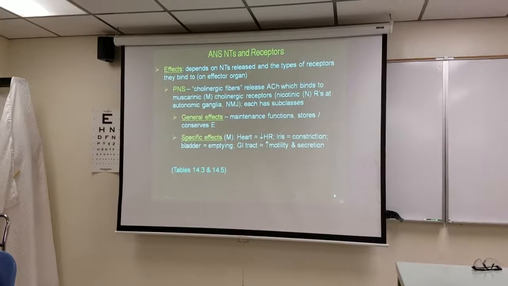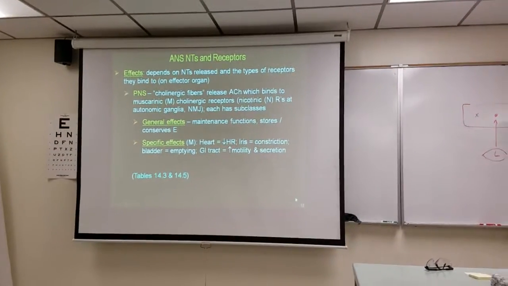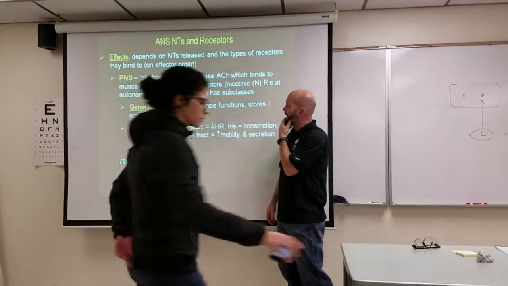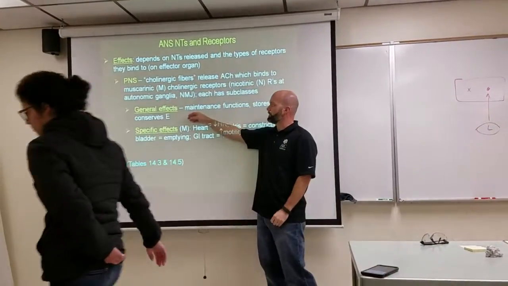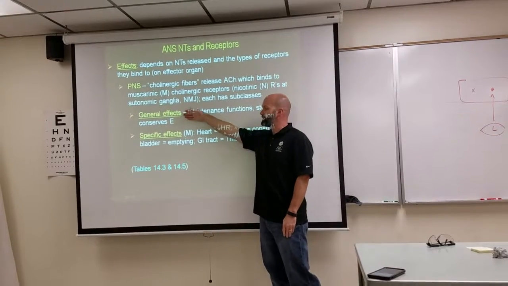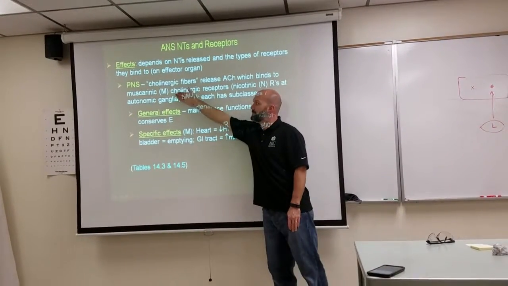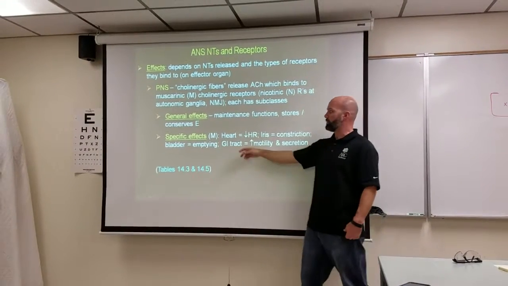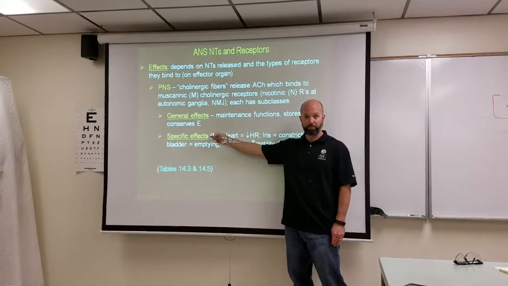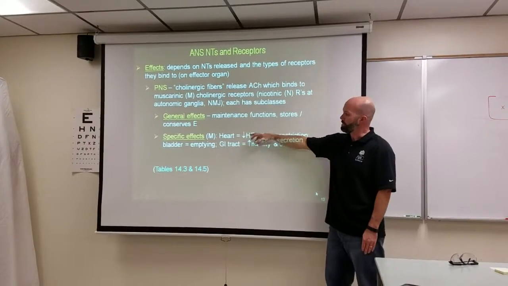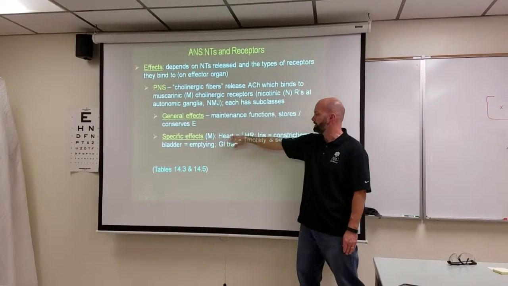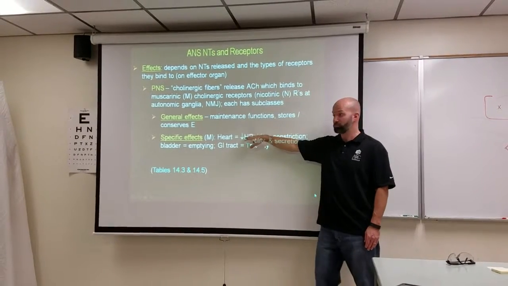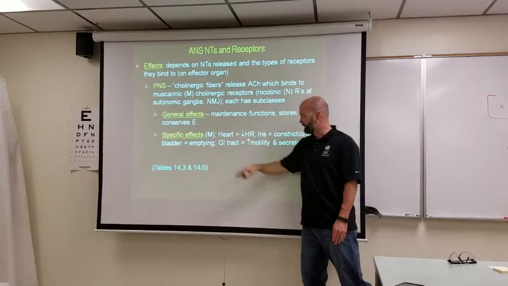We're on autonomic nervous system physiology, neurotransmitters and receptors. So last time we looked at general effects and specific effects for parasympathetic, and then we did the same for sympathetic. So the ones you need to know for parasympathetic: muscarinic receptors on the heart result in decreased heart rate when those receptors are stimulated with acetylcholine.